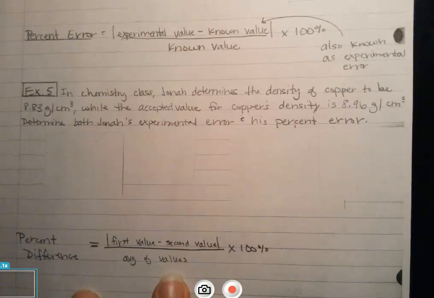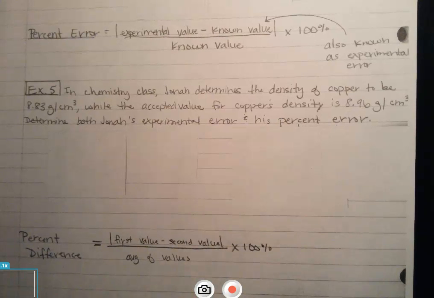All right, so let's look at this formula. We've got a couple formulas, and you do have a worksheet tonight, so hopefully that will help. Percent error is when we're looking at an experiment. It's the absolute value, and don't forget those bars mean absolute value. We take the experimental value and subtract our known value, and then divide by the known value. This is also known as experimental error.